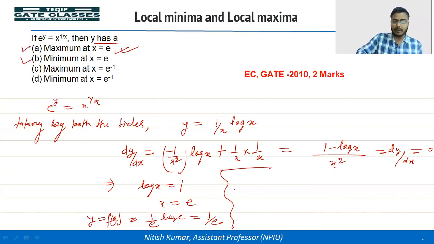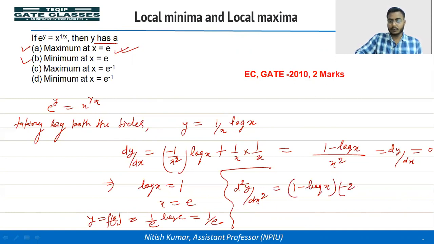Okay, so do the double differentiation, d square y by dx square. So what you are getting here, see, this was the dy by dx, this one. Okay, so 1 minus log x into minus 2 into 2x into x to the power, no, let's write it again.